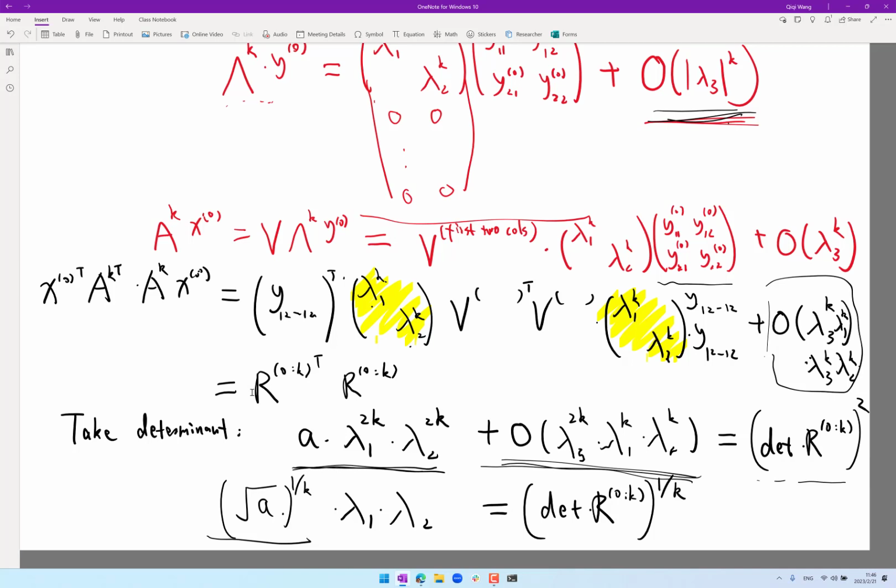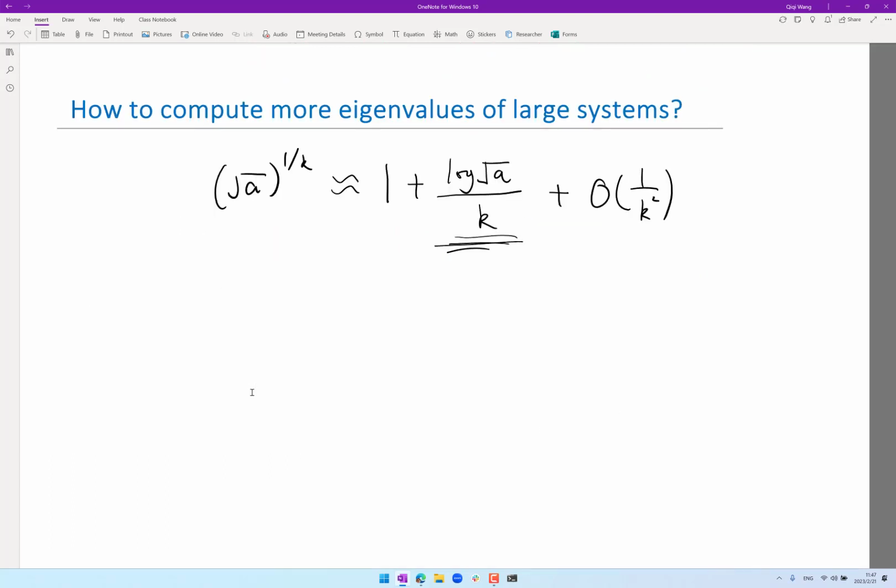So at the end of the day, if there is a gap between lambda 3 and lambda 2, this big O term should be much smaller than the first term. And how much smaller? It should shrink as the gap between lambda 2 and lambda 3, to the kth power, grows. So the error due to corruption by lambda 3 should go down exponentially as you raise k, and the error due to the constant term should go down linearly as you raise k.